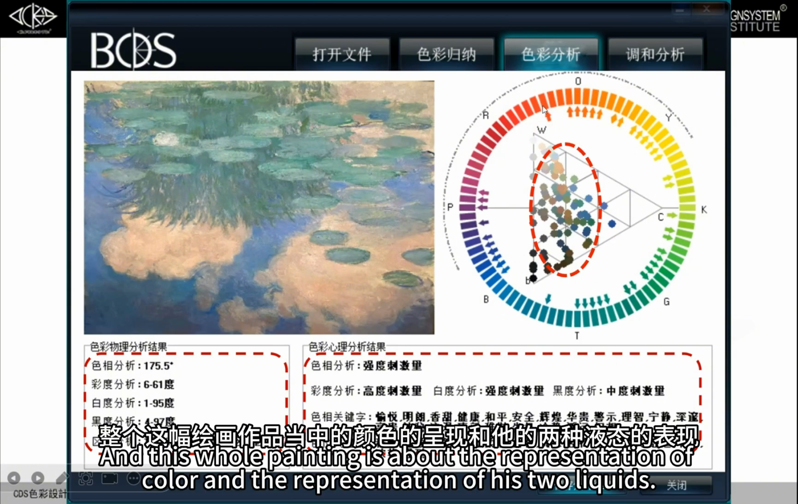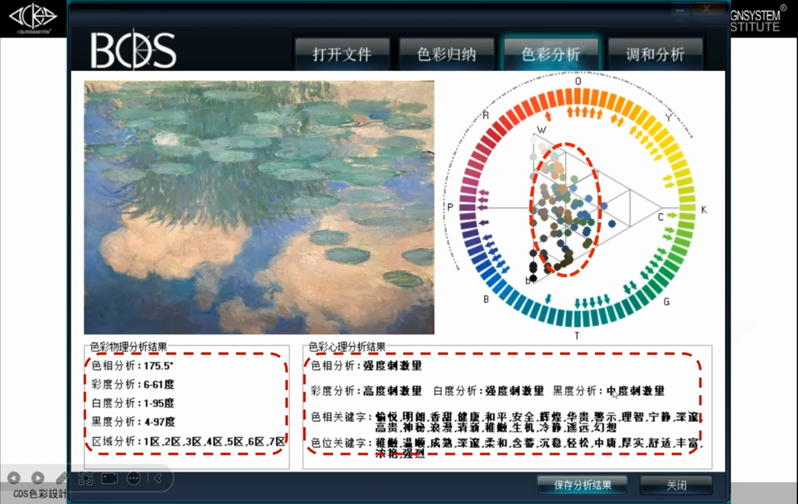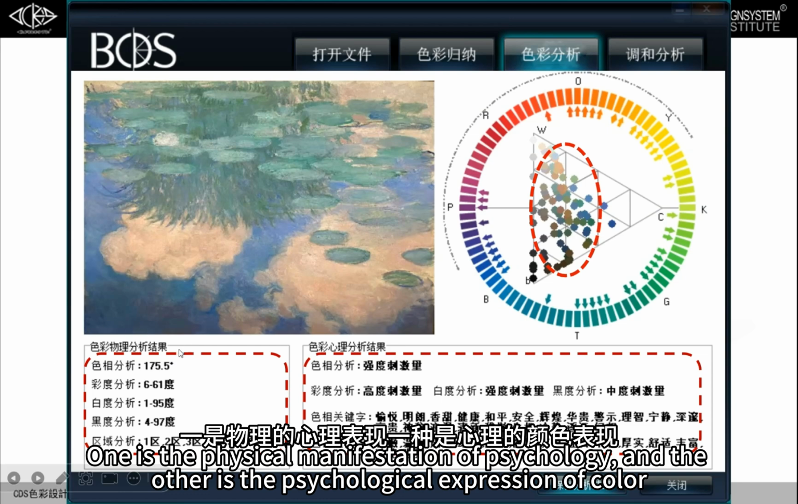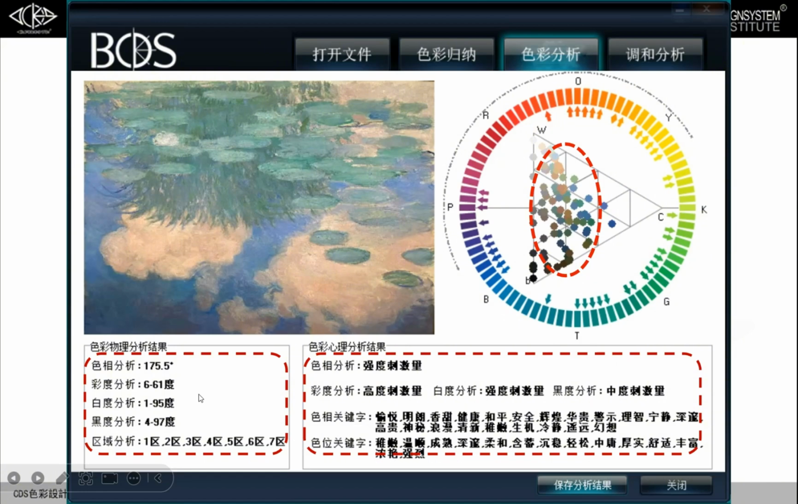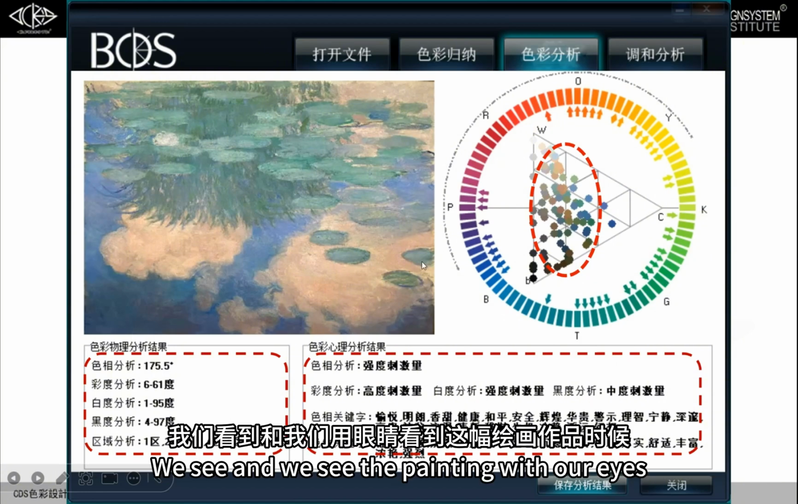And this whole painting is about the representation of color and the representation of his two liquids. One is the physical manifestation of psychology, and the other is the psychological expression of color. We put them 1-to-1, corresponding to the final result. We see the painting with our eyes.